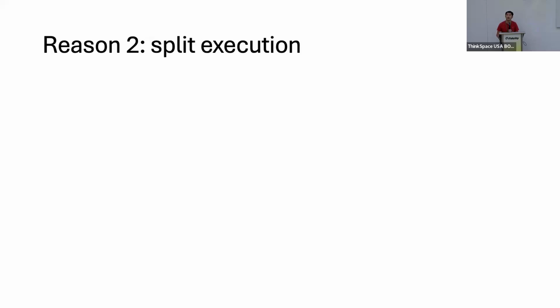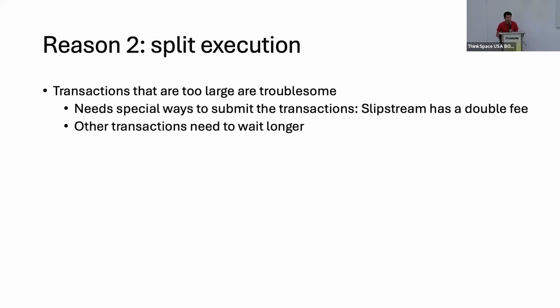that can allow you to split execution into many smaller transactions. This will be very useful because if you have a large transaction, although it can still be put into one block, meaning the script is smaller than 4 megabytes, there's still some problem. First of all, you cannot easily submit this through the P2P network. You probably need to work with some mining pool that actually accepts non-standard transactions. If you do it with Slipstream, the only problem is that there will be a double fee. They basically double the fee that will be charged for that.